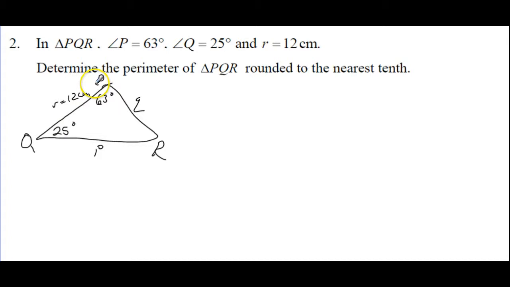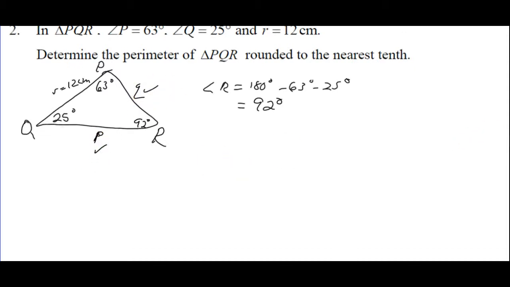Now you notice we do not have a known pair, right? But we have two angles, and so we know that angle R is equal to 180 minus 63 degrees minus 25 degrees. So angle R is 92 degrees. Just showing how poor a diagram you can draw. Okay, and this diagram really is just to hold information. We need to determine the perimeter, which means we need to find little p and little q, right? We need all three sides.